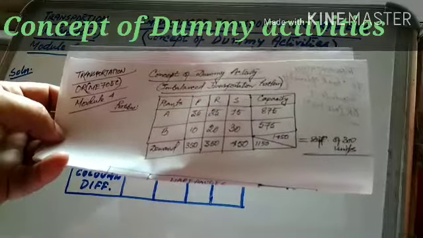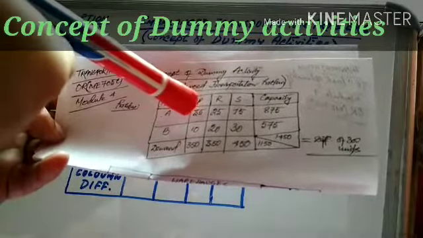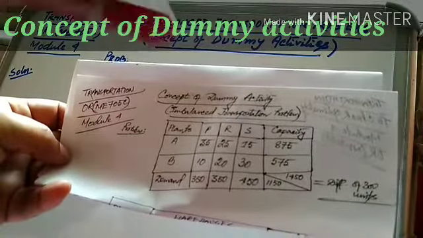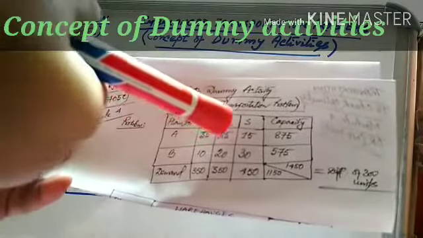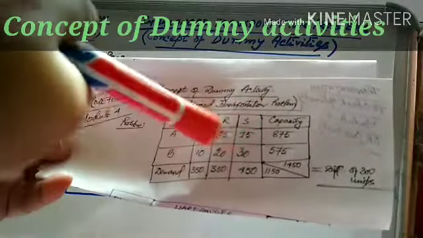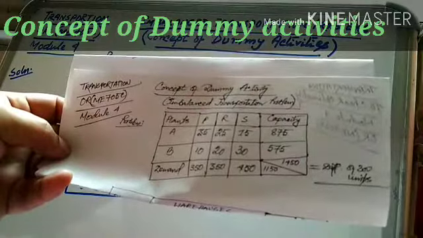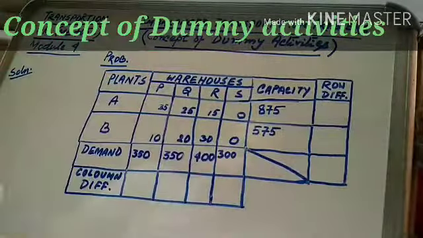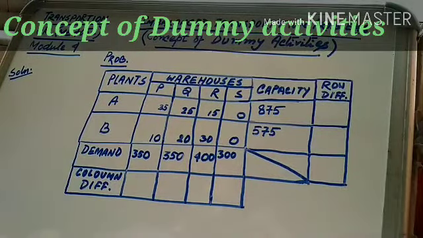Okay, so let us first introduce another row and column, a dummy row and column, and then you have to solve it. Okay, so let us start this particular problem.